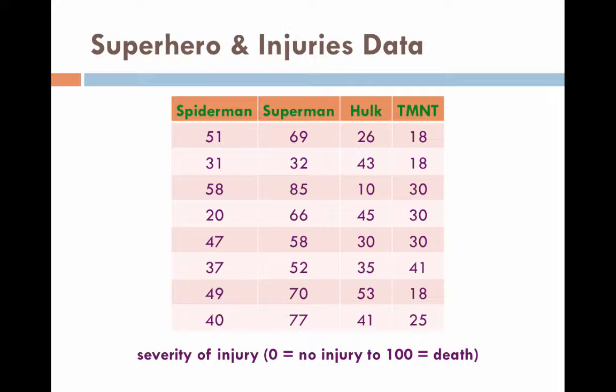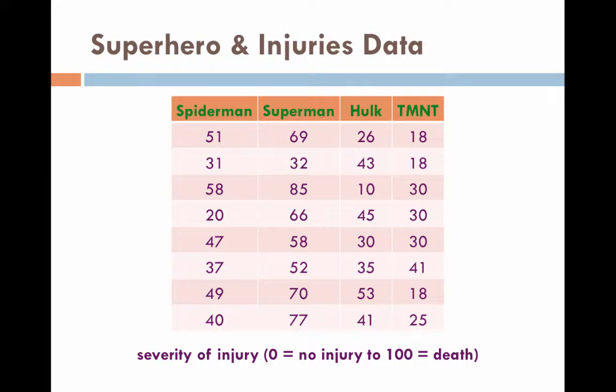So here's our data. We have our 4 groups, Spider-Man, Superman, Hulk, and Ninja Turtles. And we have 8 children that wore each of these costumes. So each row is going to be an individual for each of those costumes. So if we have 4 groups and 8 rows, we have a total of how many people in our sample? 32.